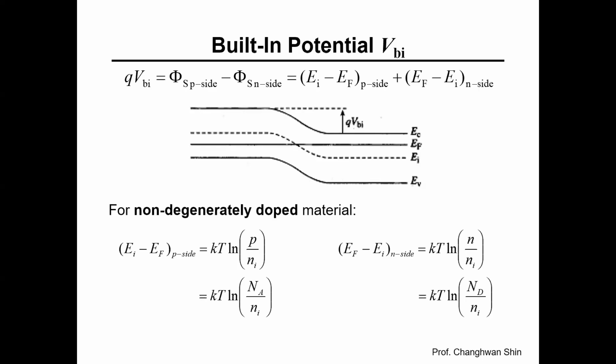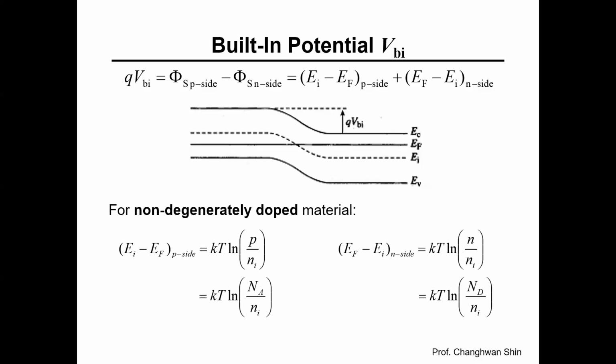So now let's take a look at the built-in potential V sub bi as the first one in PN junction diode electrostatics. Let's now derive the built-in potential V sub bi, which is one of the most important parameters characterizing a PN junction diode. The built-in potential V sub bi is the voltage that naturally develops across the junction when P and N regions are brought together, even without any external bias.